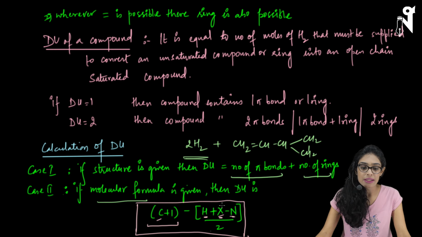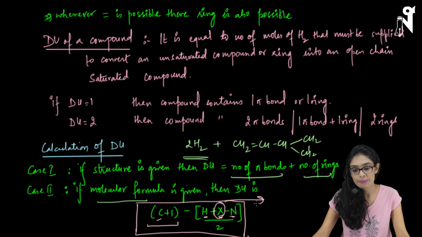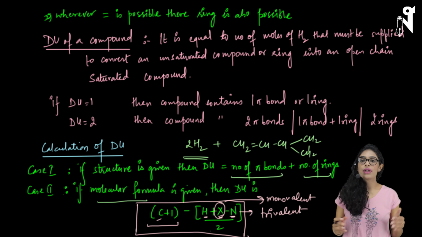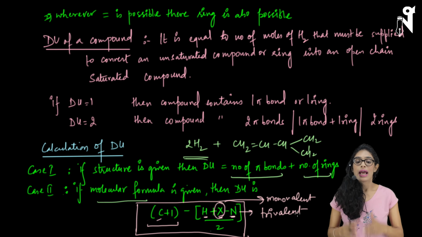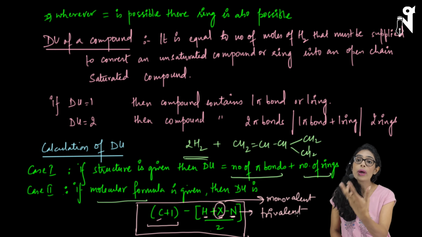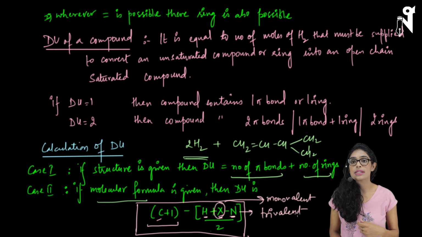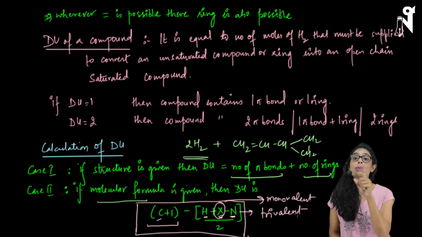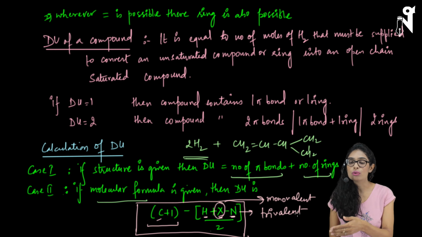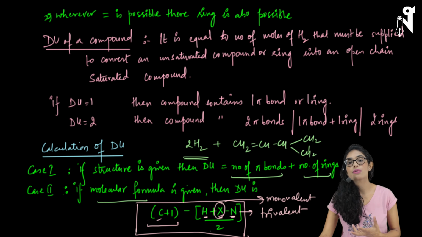Mind it, this X is a halogen which is monovalent. And nitrogen is trivalent. So basically what we have written is number of carbons plus 1, minus, in brackets, number of hydrogens plus the number of monovalent atoms plus the number of trivalent atoms, divided by 2. So instead of nitrogen you can have any other element of the same family also, like you can have phosphorus instead of nitrogen.